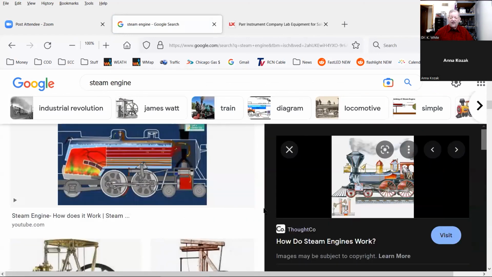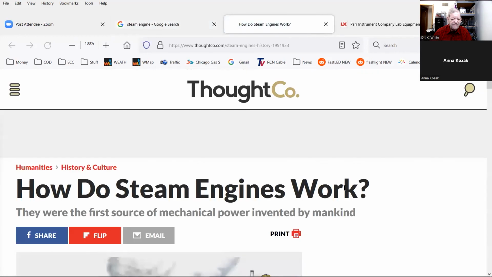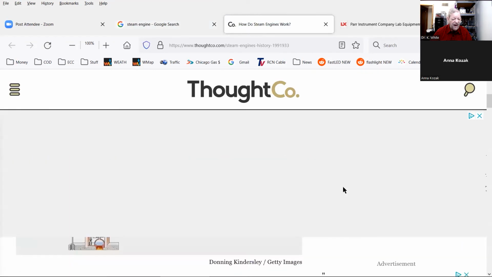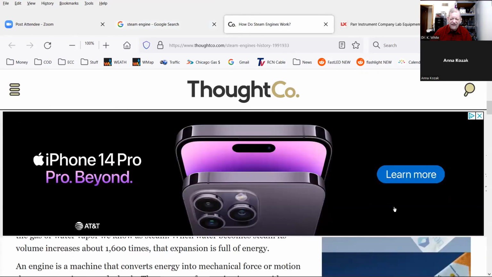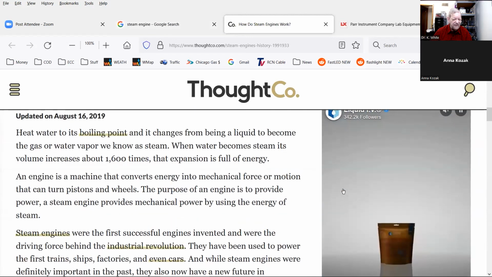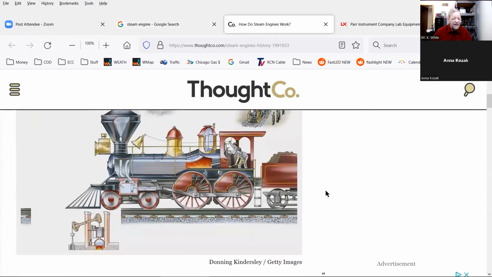Can everybody see how the steam engines work on the right side of your screen? Let's see if I can get a better picture of this. Now, hold on. Time out for commercial. Everybody see the train engine on your screen?